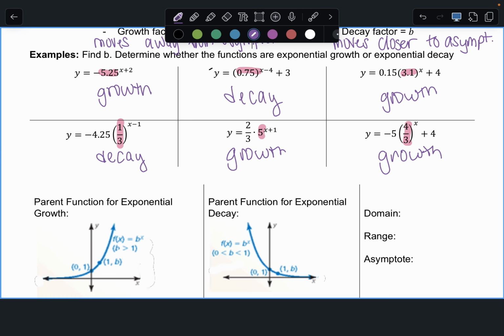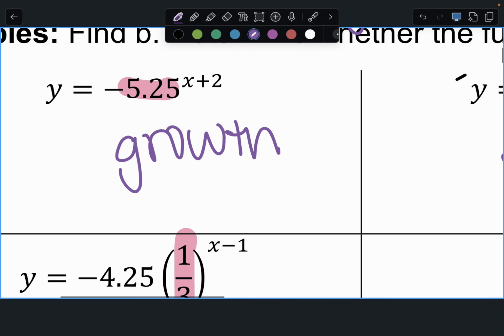Question? Yeah, May. Yeah, I'm confused why the first one is growth. So we always take the positive. Notice how the negative's not in parentheses. So it's not being raised to a power. It's just the 5.25. So that's why it's still bigger than 1. Great question. What the negative is going to do is just flip it. Okay.